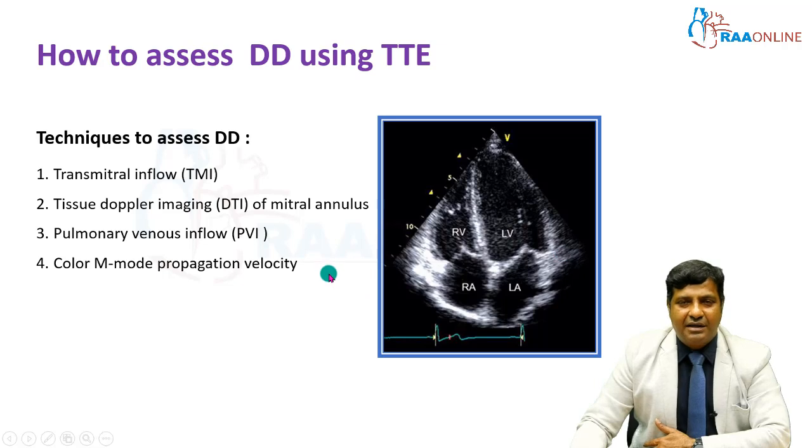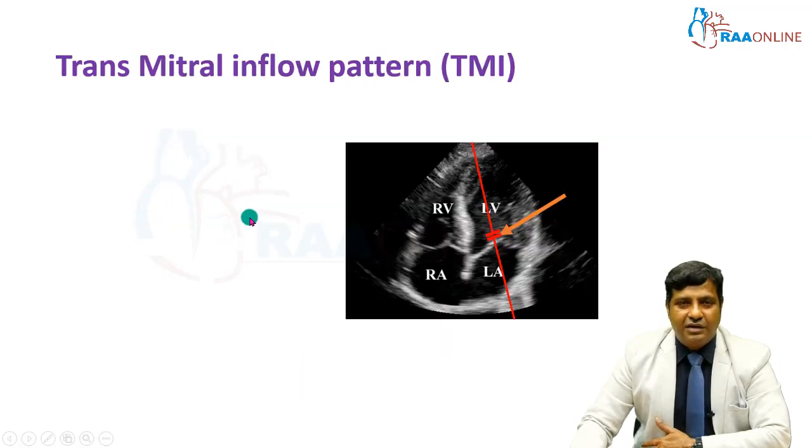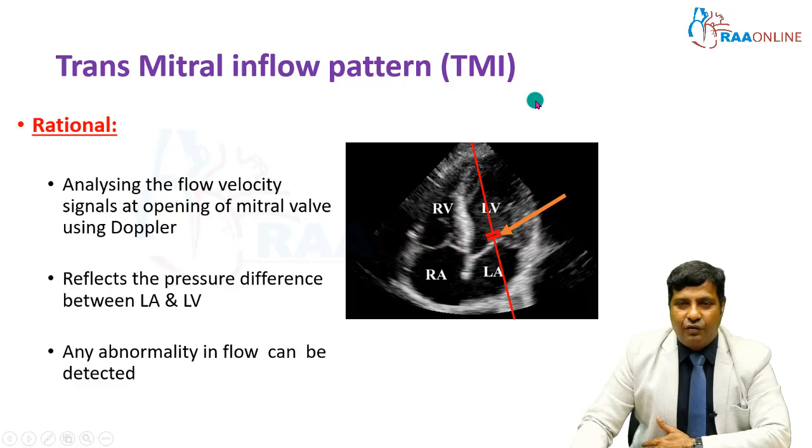velocity. But as a cardiac or non-cardiac anesthetist, if we need to know, these two are very important: transmitral inflow techniques and tissue Doppler imaging of the mitral annulus. So how are we going to do this? What is this transmitral inflow pattern? It is nothing but analyzing the flow using Doppler velocity signals.